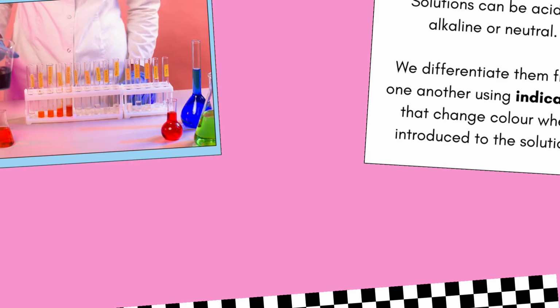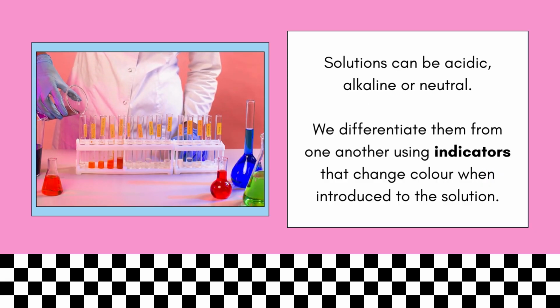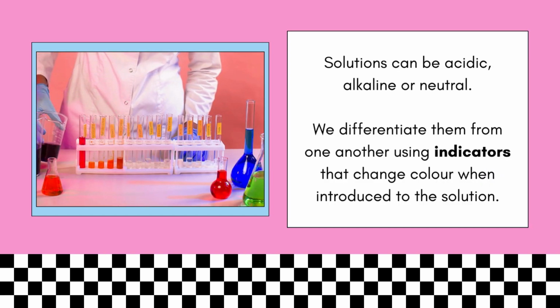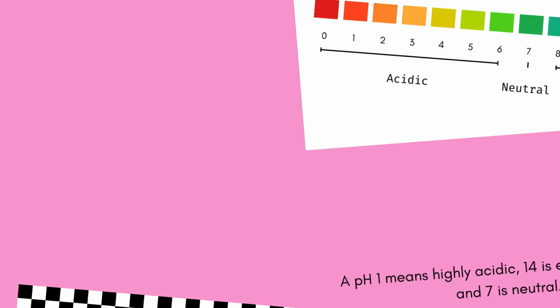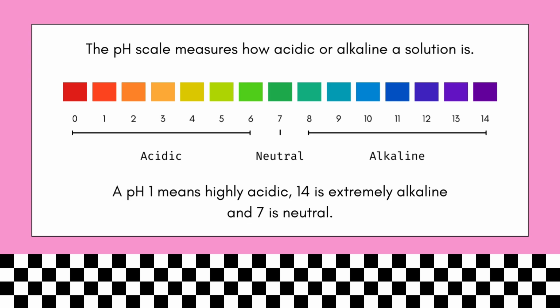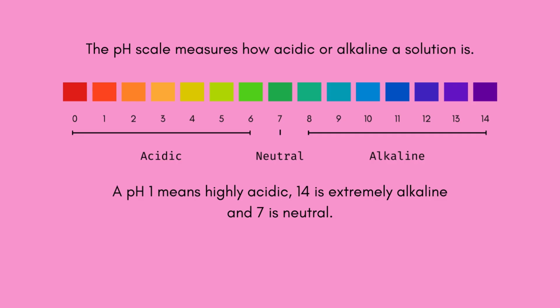Solutions can be acidic, alkaline, or neutral. We differentiate them from one another using indicators that change color when introduced to their solution. The pH scale measures how acidic or alkaline a solution is. It ranges from 0 to 14. A pH of 1 means highly acidic, 14 is extremely alkaline, and 7 is neutral.